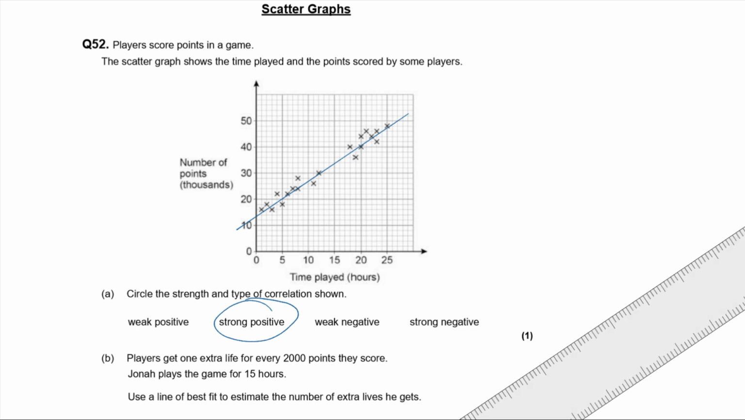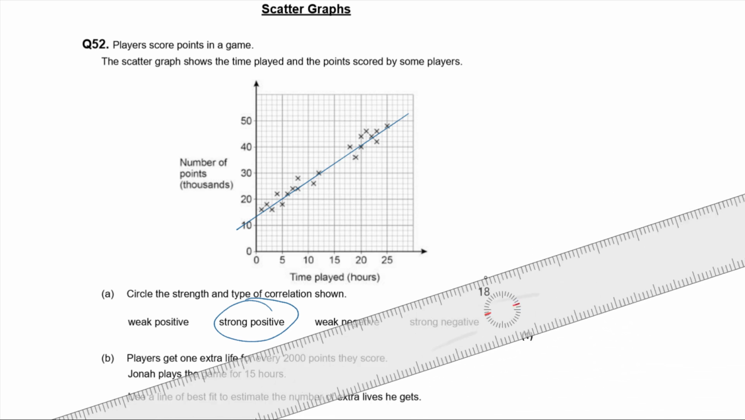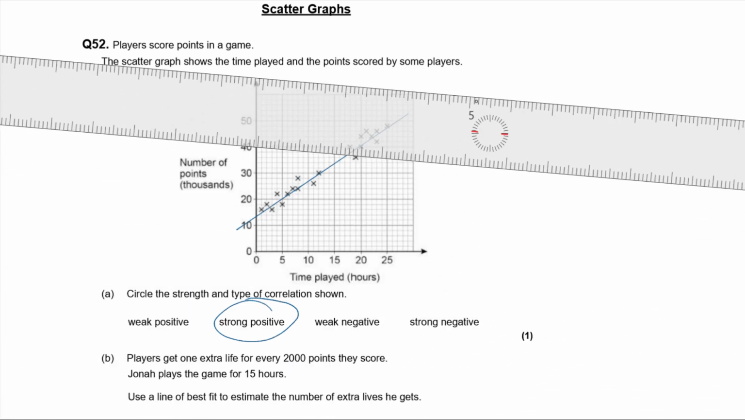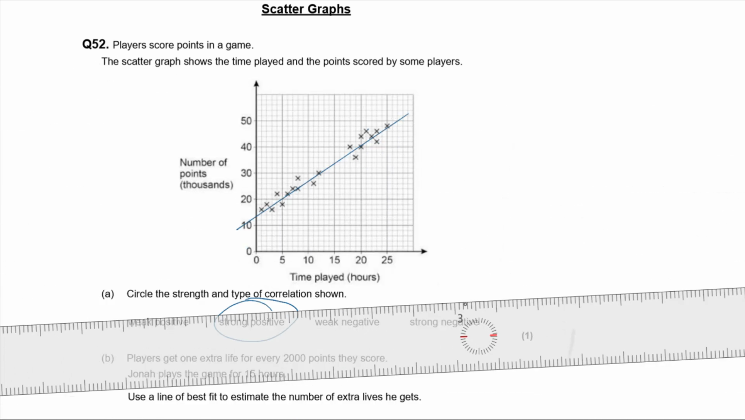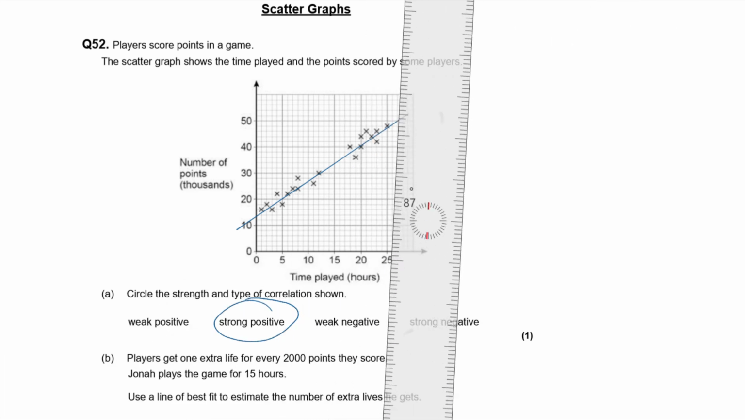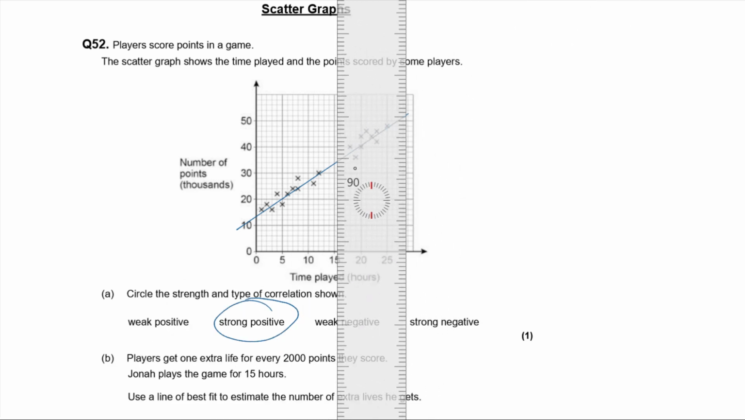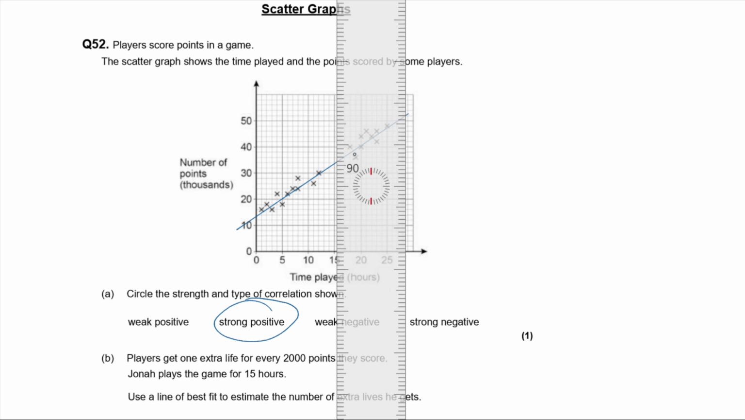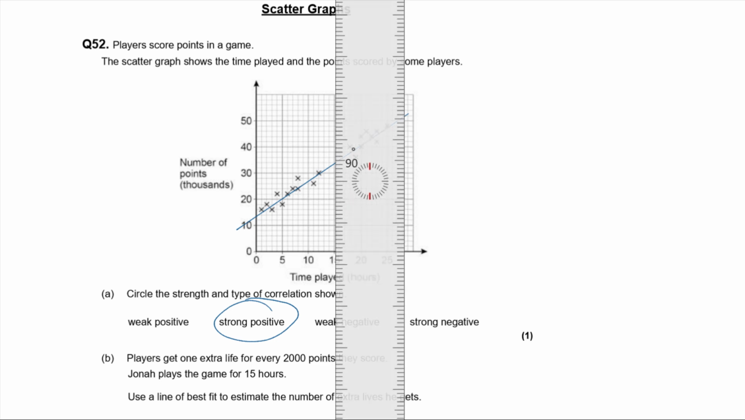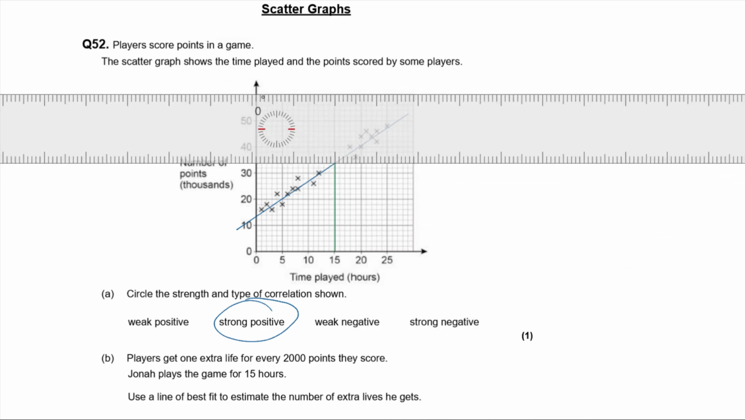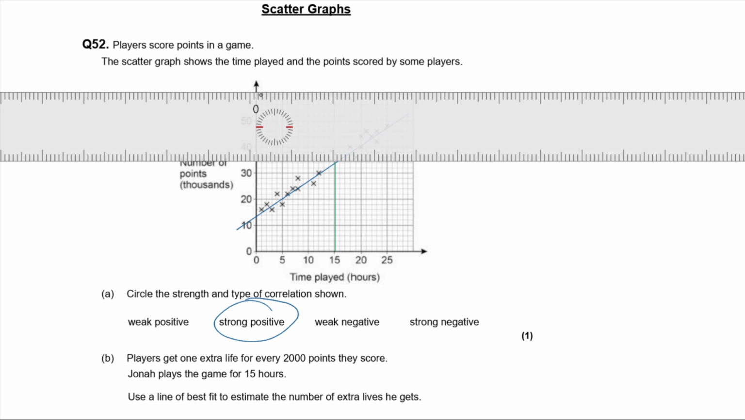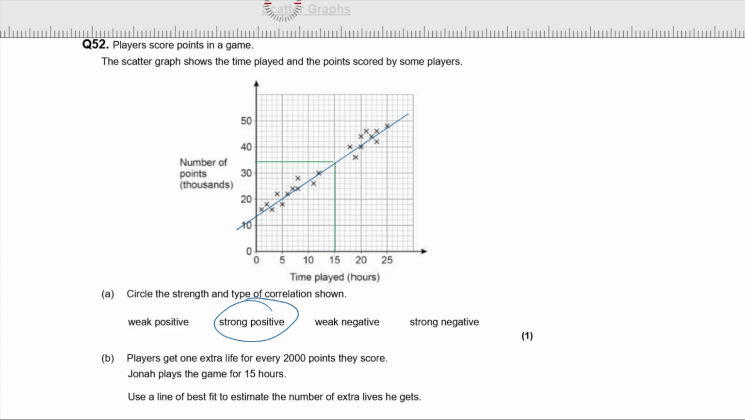Okay, so players get 1 extra life every 2,000 points. So number of points in thousands along the top. So every 2,000 points they score a point, and Jonah plays for 15 hours. So if he plays for 15 hours, how many points has he got first off? So if I read up from 15 to my line of best fit, when I get to the line of best fit, go off in the other direction. So that ends up there.